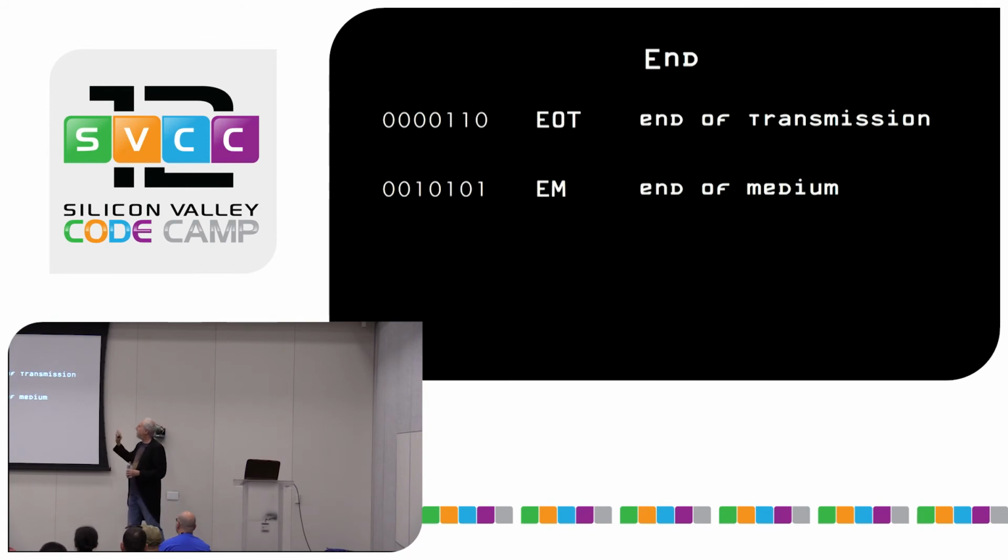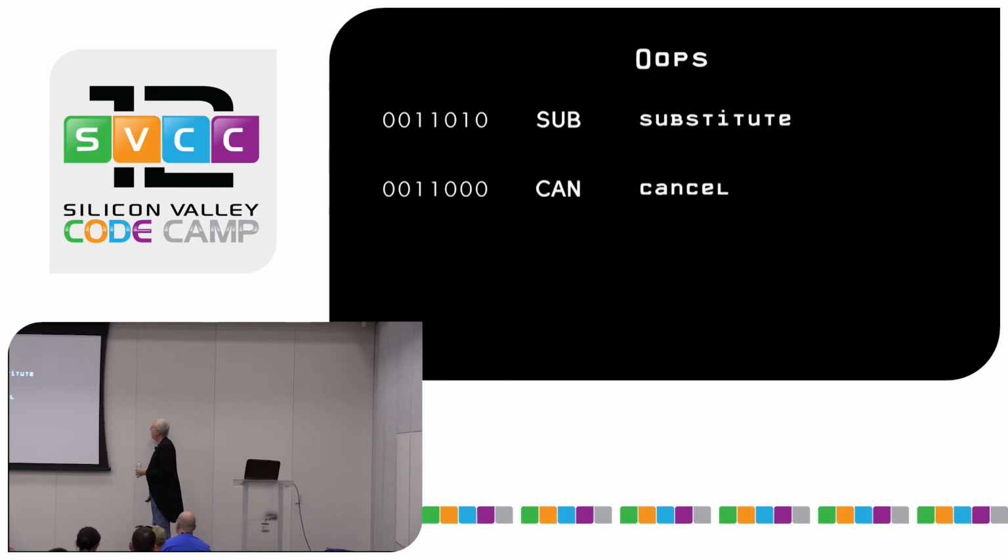Now, when you're all finished, you can send end of transmission, and that's supposed to hang up the phone, and we're gone now. But today, you know, it never ends, right? We're just, as long as we're connected, stuff's going on. And end of medium is something you might put on the end of a magnetic tape or something to indicate we've gotten to the end, there's no more.